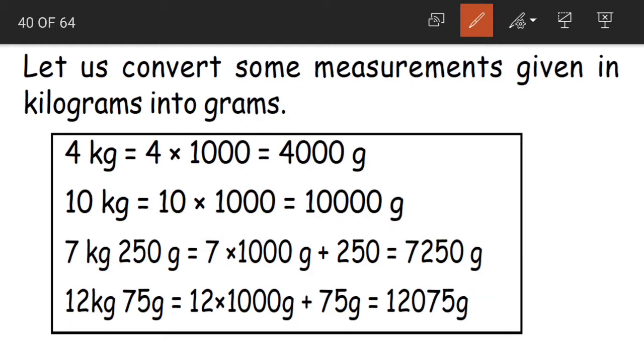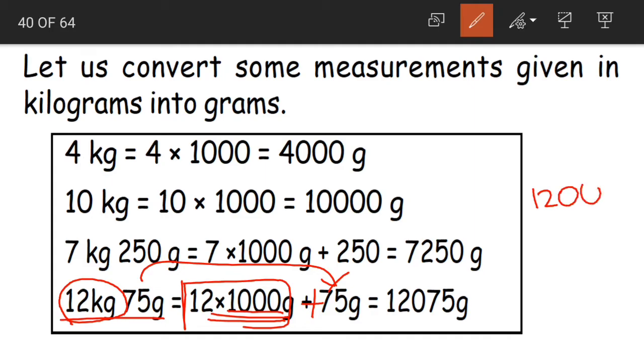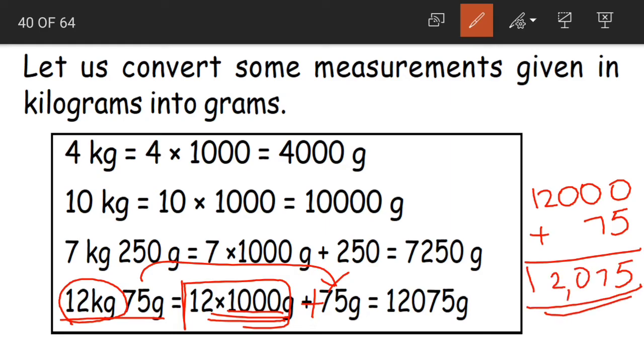And coming to the last example, 12 kg 75 grams. Again children, here 12 is in kilograms. So we'll multiply it by 1000 plus 75 grams as it is. 12 into 1000 is equal to 12,000 plus our 75 grams. We have 12,075 grams. Remember to put the G here. 12,075 grams is our answer.